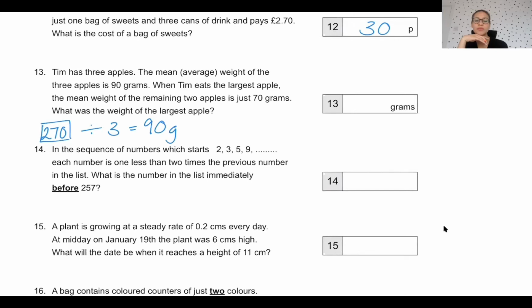Good, Thomas? Yeah. So to find the mean of the remaining 2 apples, we'd add them up, we'd divide by 2, and we'd get 70. So they must have added up to 140 to start off with. So before, when we had 3 apples, they added up to 270. When we only had 2 apples, they added up to 140. So how do we use that to find the weight of the largest apple?